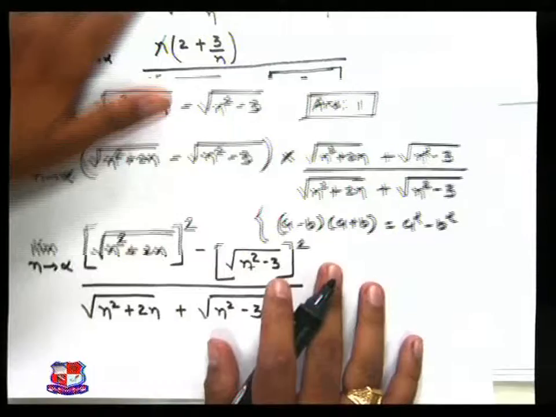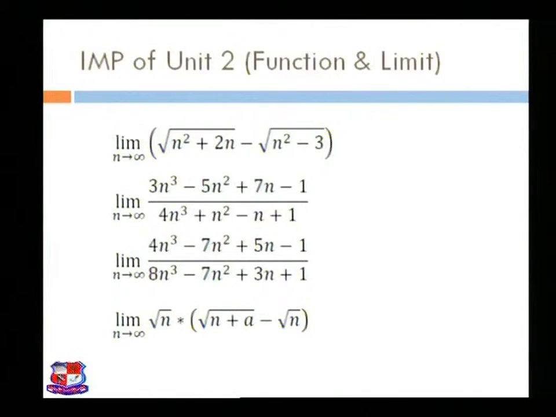Now we move to our next question. Next question, that is limit n tends to infinity of 3n cube minus 5n square plus 7n minus 1 divided by 4n cube plus n square minus n plus 1.